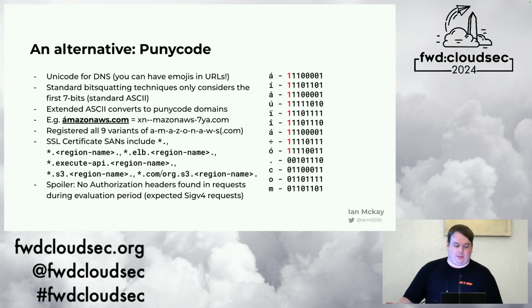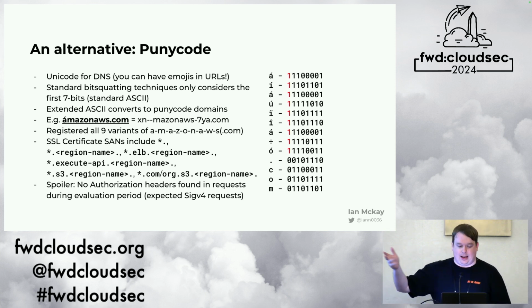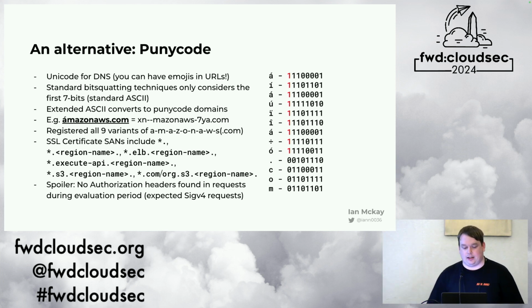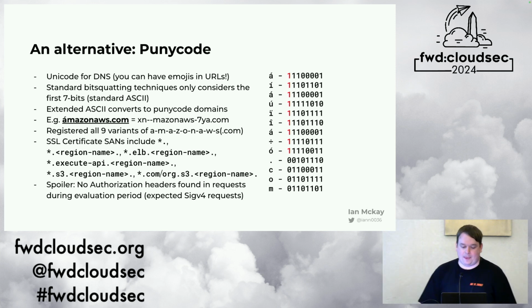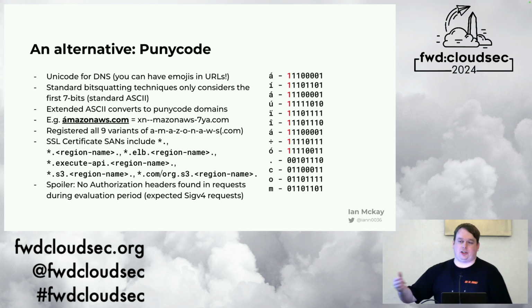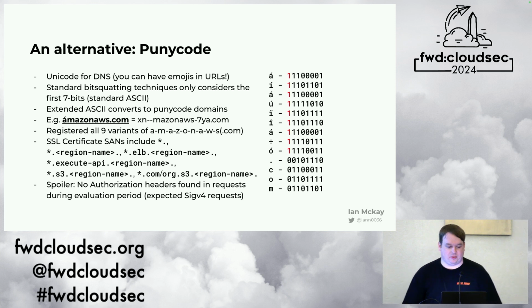So for example, AmazonAWS.com with that accented A converts to that domain there, you can see that starts with XN-- something. I registered all 9 variants of this, and this time I had SSL certificates that include star.region name, star.elb, star.execute API, S3, etc., etc. Again, I received no authorization headers in the requests that I received for this specific service, where I expected SIGv4 signed requests. My belief is that for these requests, because the SIGv4 process is so complex, it would have broken somewhere else if I hadn't had multiple bit flips concurrently stacked on top of each other.